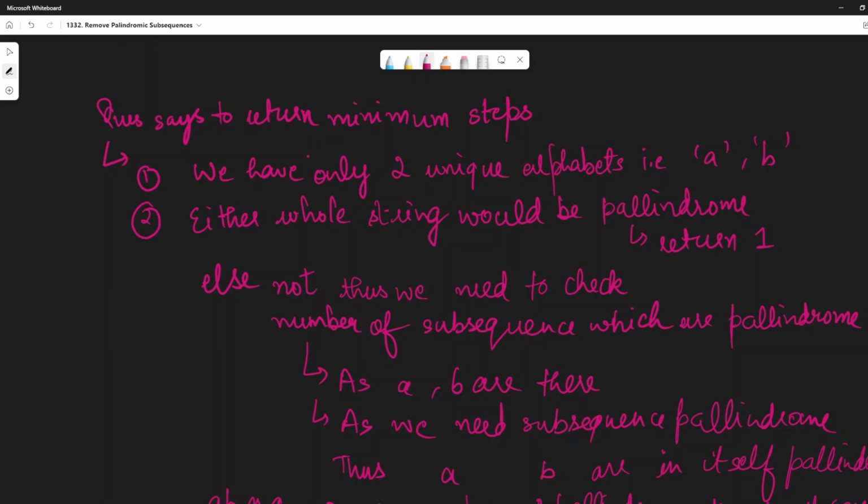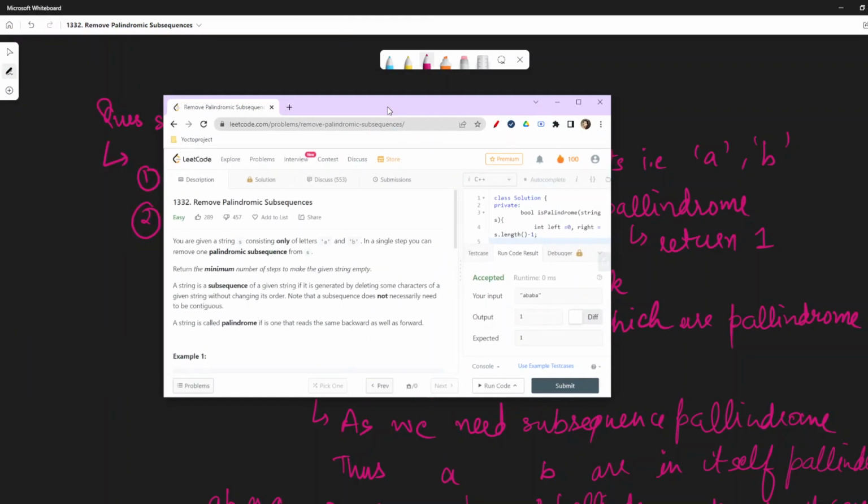Hello everyone, so today we are going to do the Leetcode daily challenge, remove palindromic subsequence.